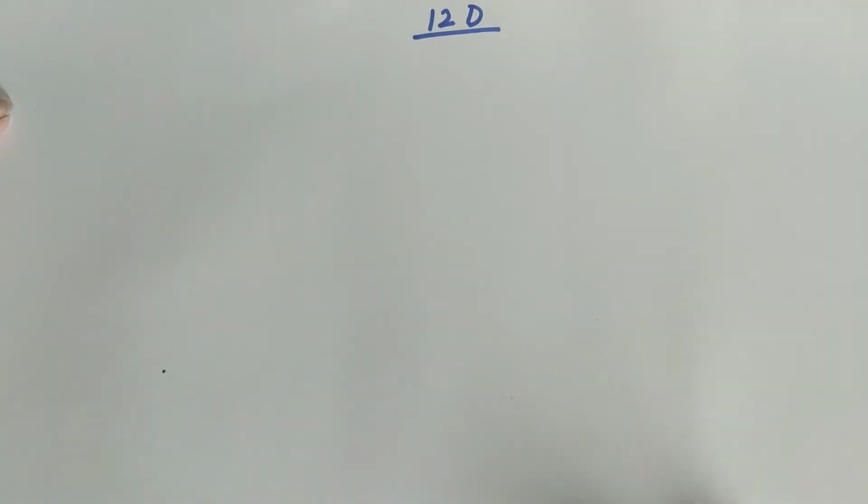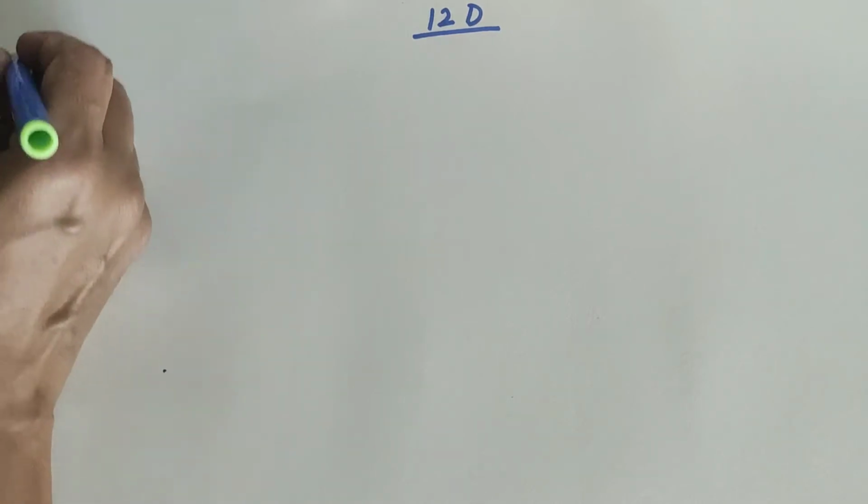I'm Mrs. Mukherjee. I'm starting with exercise 12B of the chapter Identities. It is actually a revision exercise where the sums pertaining to all the exercises are given here. I'll try to do as much as I can, but maximum will be your homework. So let's start.